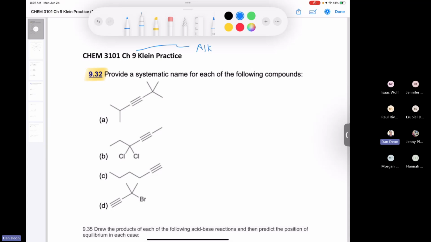Years ago, ACS had a conference and they were handing out bumper stickers that said it takes alkynes to make a world. Anyhow, you can see that the longest chain here contains 1, 2, 3, 4, 5, 6 carbons. There's no debate about that.